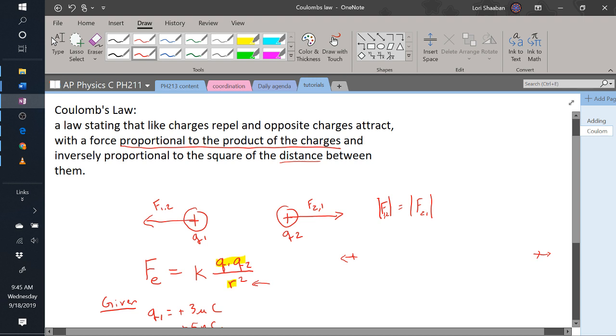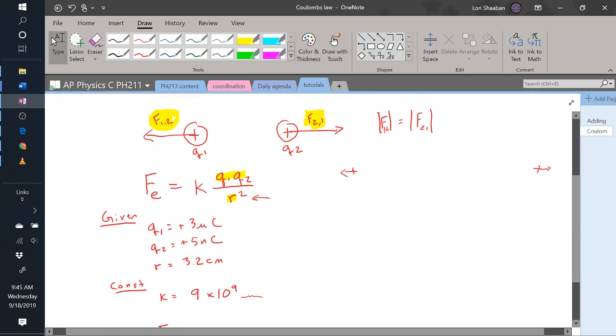So these charges, this is the force on the first charge by the second, and the force on the second charge by the first. They're equal. The magnitudes are equal. They're just in different directions. It's just equal and opposite forces affecting each other.